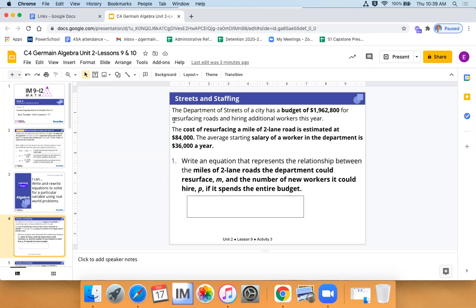$36,000 a year. Okay. So the first thing that you need to do, you're taking 1 minute right now, once I get through explaining, is you're writing an equation that represents the relationship between the budget, the amount of the mile long road that you're resurfacing, and the new people that you are adding. So I want you to write an equation right now, comparing the two-lane road that they could resurface, M, the number of new workers that they could hire, P, if they spend the entire budget. You're taking 1 minute right now. Go ahead.